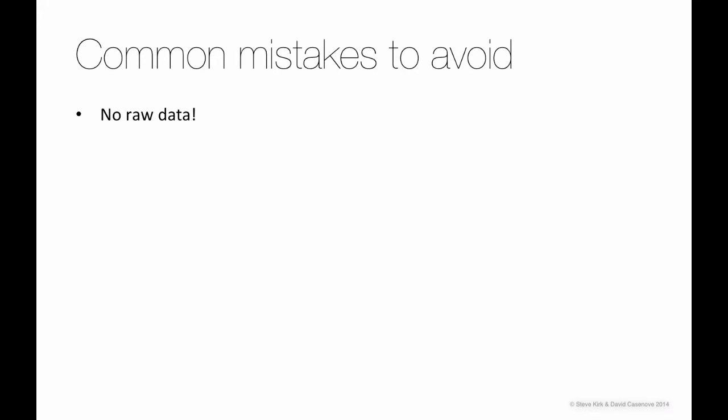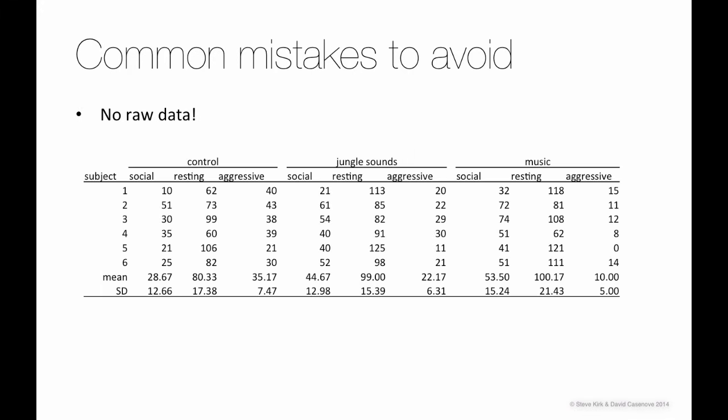Okay, first, don't include raw data. For example, in the case of the gorillas, this is the raw data. It has the data for each of the 6 gorillas. Readers can't understand this without doing the math themselves. And the purpose of the experiment is to compare gorillas in general between those 3 conditions. We're not interested in comparing individual gorillas.